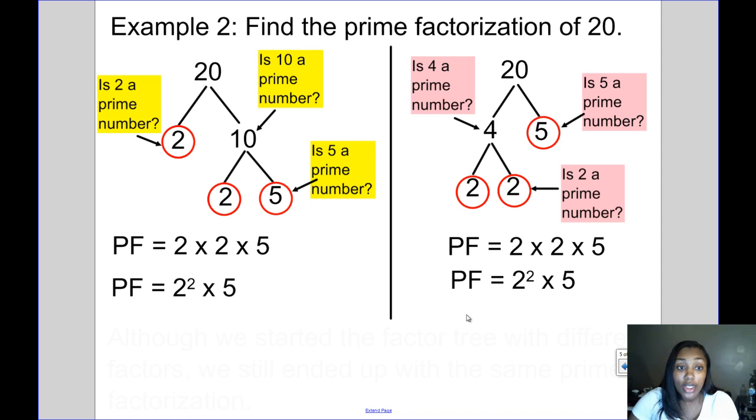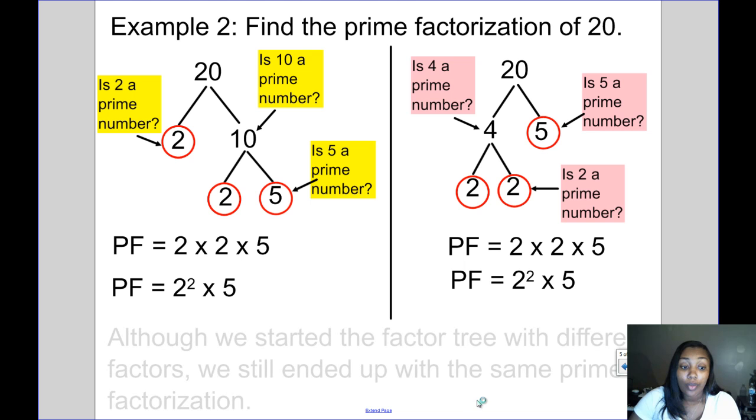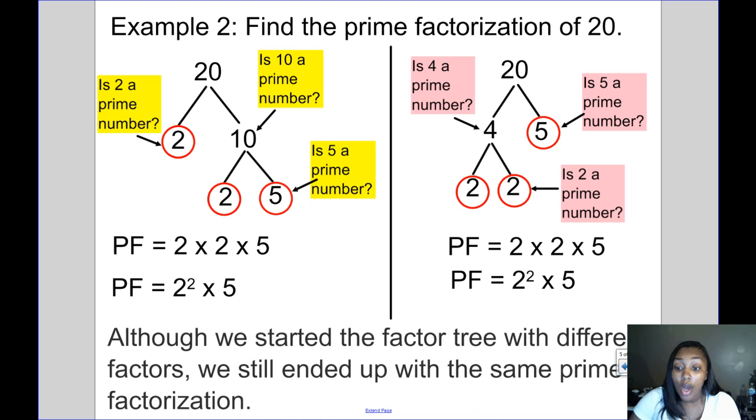So as you can see, even though in this example we started with the factor pair 2 times 10, and in this example we started with the factor pair 4 times 5, our prime factorization was the same. So no matter what factor pair you start with, as long as it's a factor pair that actually multiplies to give you the top number, you should end up with the same answer. So if you, and let's say the person sitting beside you, start your factor trees with 2 different factor pairs, your final answer should still be the same.